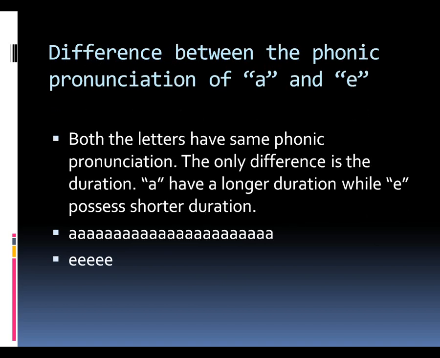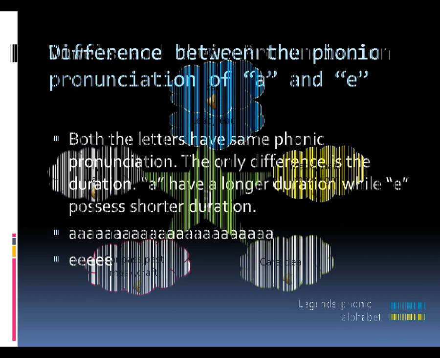The most commonly used vowels are A and E. There is a little bit of difference in the phonic pronunciation of these two letters. A and E have almost the same pronunciation. The only difference is the duration of both letters. One is prolonged a little, and the other is a little bit shorter. So the only difference is the duration, nothing different in the pronunciation. So move a little bit ahead.